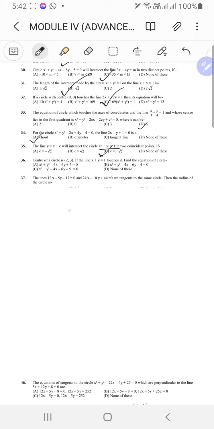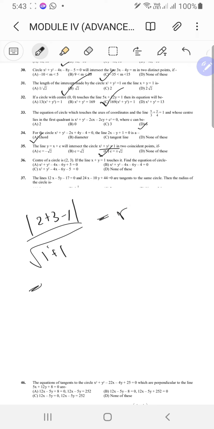Find the perpendicular distance. So that's going to be 2 plus 3 minus 1, the mod of that, upon the square root of 1 square plus 1 square, 2. Okay, this is equal to the radius. Yeah, that's nice. So this thing is 4. Yeah, 4 upon square root 2, that is r, which means r is 2 square root 2.